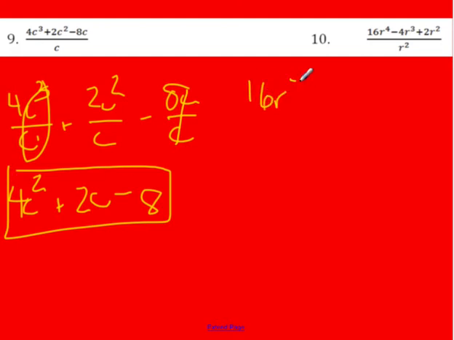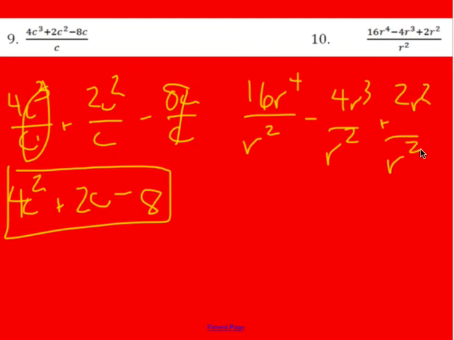So I have 16r to the 4th divided by r squared minus 4r to the 3rd divided by r squared plus 2r squared divided by r squared. And then we're just going to look at each fraction separately. 16 is going to stay there. R to the 4th divided by r squared. You subtract those exponents, and 4 minus 2 is 2, and your r squared is going to go on top.